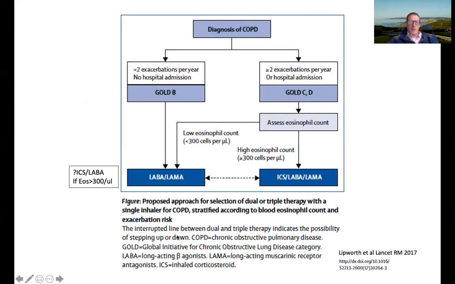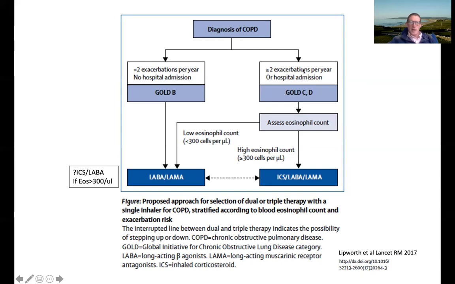So this is a figure which I produced for the Lancet Respiratory Medicine, showing the rationale for treating patients with COPD. So if we just forget Gold C, because there's hardly any Gold C patients, they just asked me to put that in. So let's just talk about Gold D, who are frequent exacerbators with lots of symptoms, or Gold B, these are patients who are infrequent exacerbators with lots of symptoms. So these are the two main groups, Gold B and Gold D.